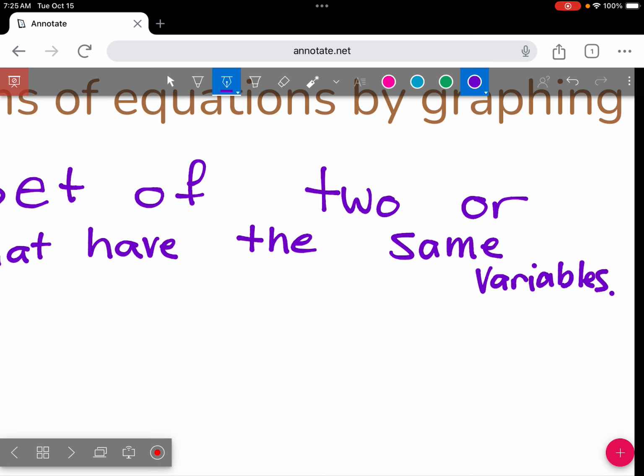So they're all going to have x and y, or they're all going to have a, b, and c, or they're all going to have x, y, and z. But I won't have one equation that has a, b, and another one that has x and y, and say, look at those two together. They have to have the same letters, but it's going to be two or more equations. Most of the time we're going to see it with two. We're going to have a couple of days where we see three equations, but it's not super common.